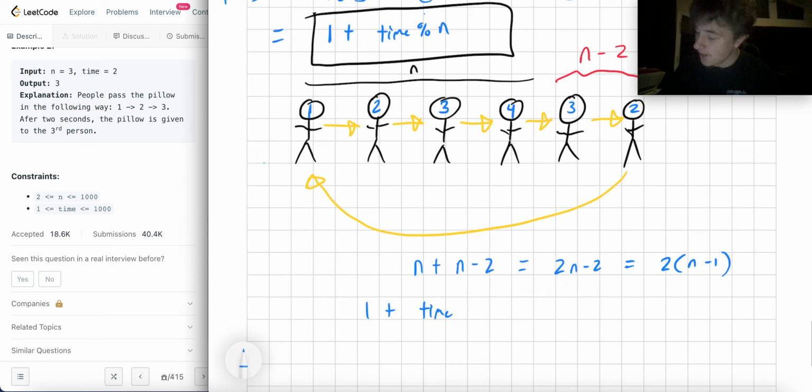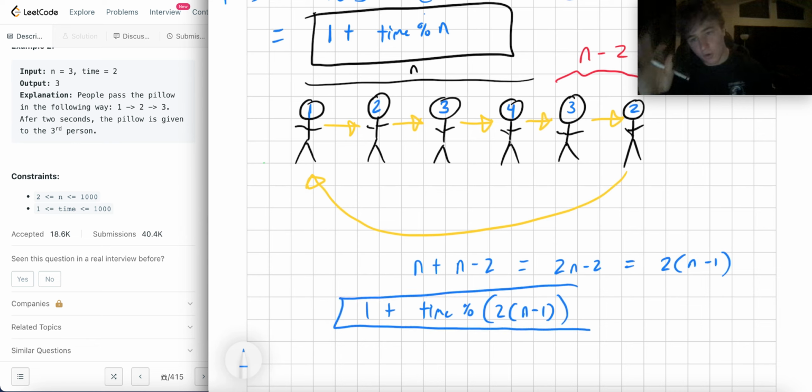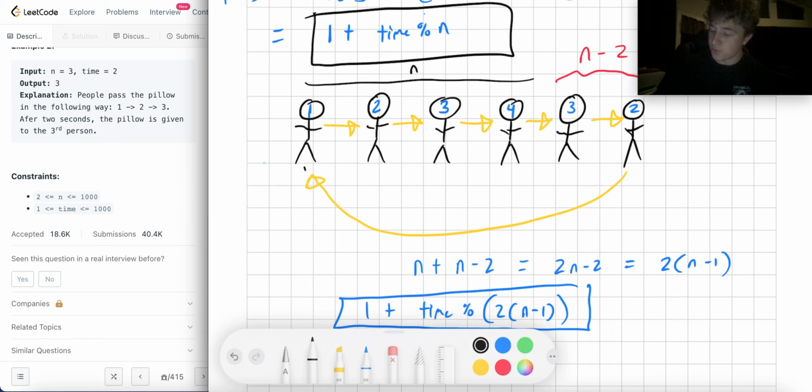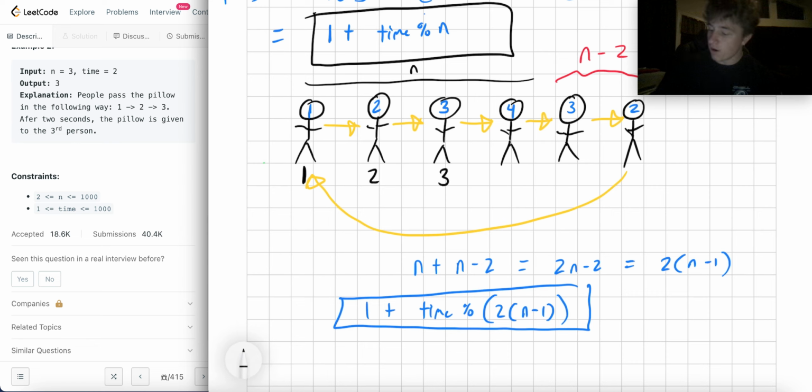And then we're going to mod it by 2 times n minus 1, like so. So this would be our final equation, sort of. But the only issue is, this is going to indicate that this is person 1, this is person 2, 3, 4, 5, and 6, right?